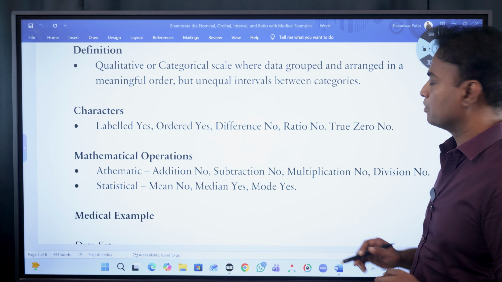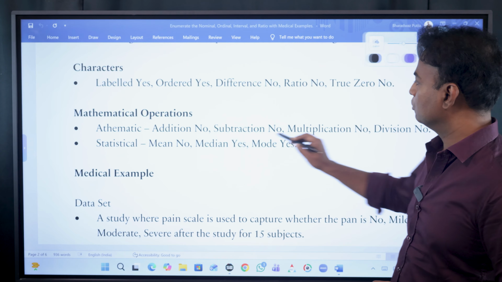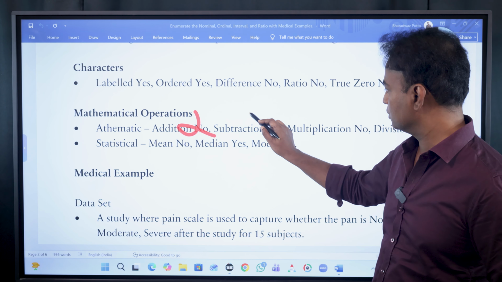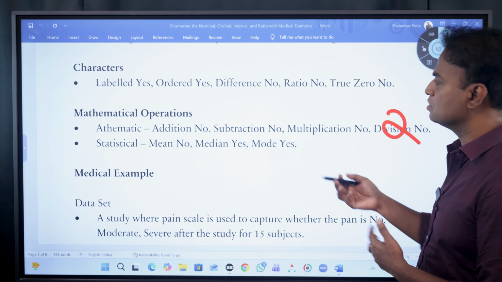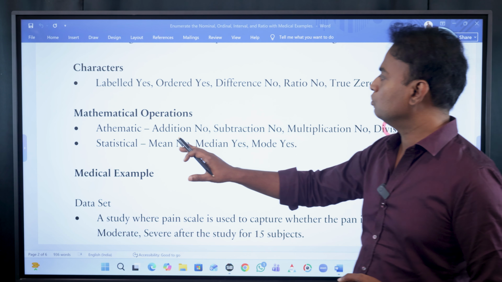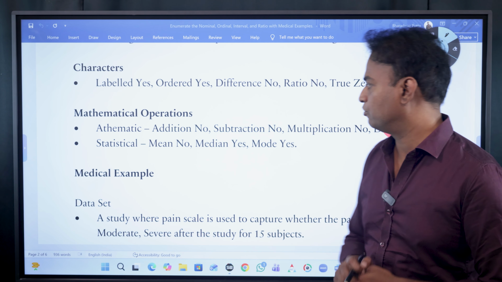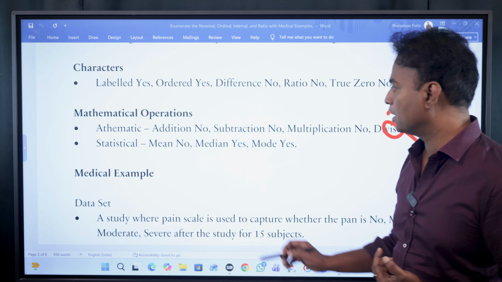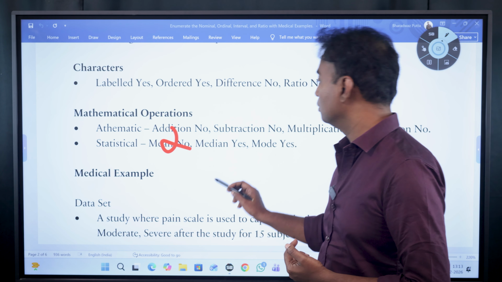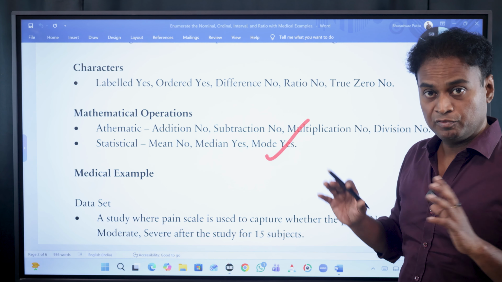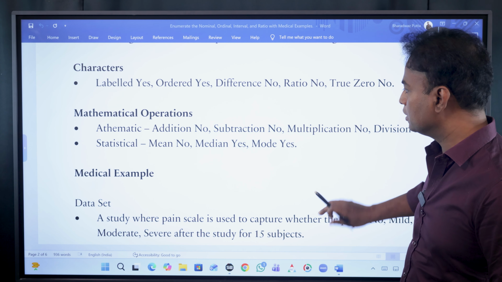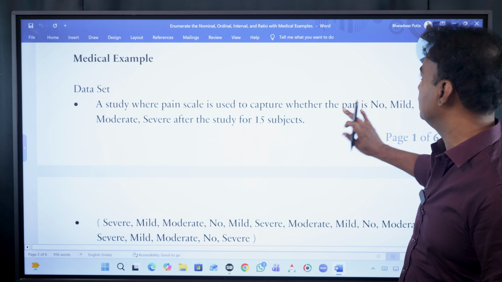And what kind of mathematical operations can you perform? Can you perform addition? No. Can you subtract? No. Can you do multiplication? No. Can you divide? No, because these are not numbers. No arithmetic operation can be performed. Then coming to statistical analysis, you cannot find the mean, but you can find the median and the mode. We will see that with a medical example so that you understand in depth.